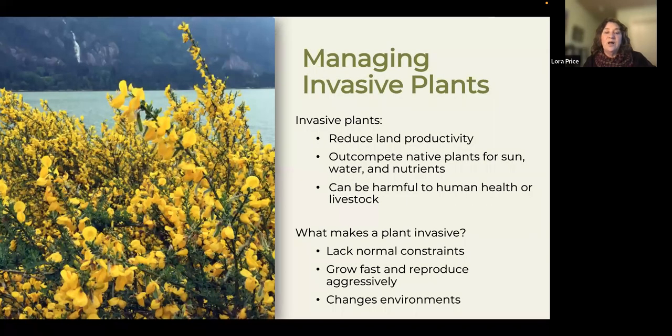Running over. So managing invasive plants is really critical. There's classes to help you learn about and identify them. They essentially outcompete our native plants and displace them. And there's some, like tansy, that are even harmful to livestock. And they're invasive because they're not from here. They were brought here and they don't have any competition. And they all reproduce very aggressively. So it's very important to keep these under control if we want to protect our native environments.